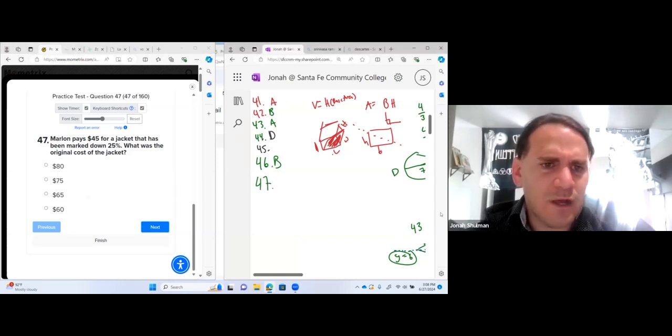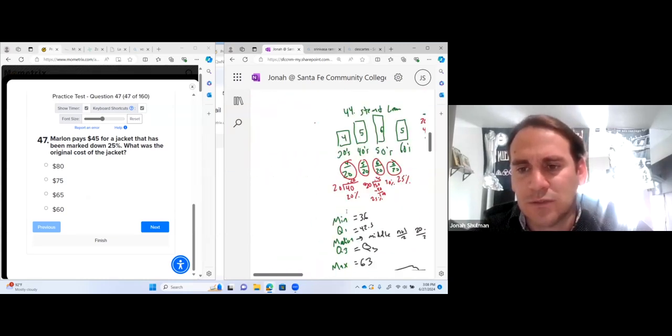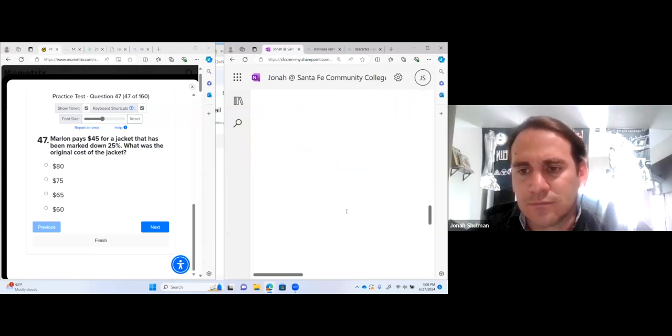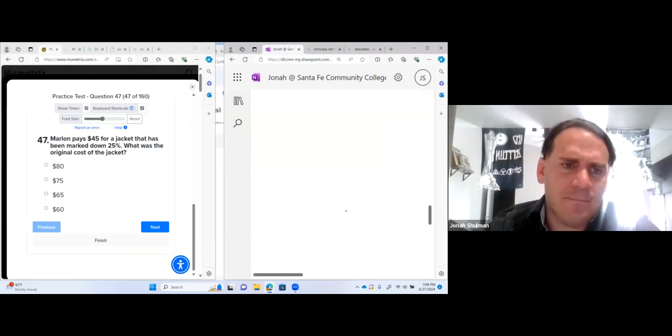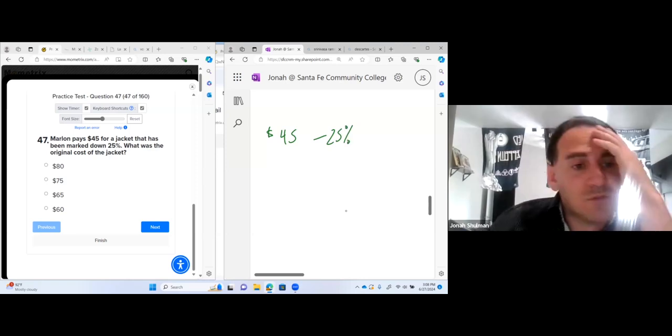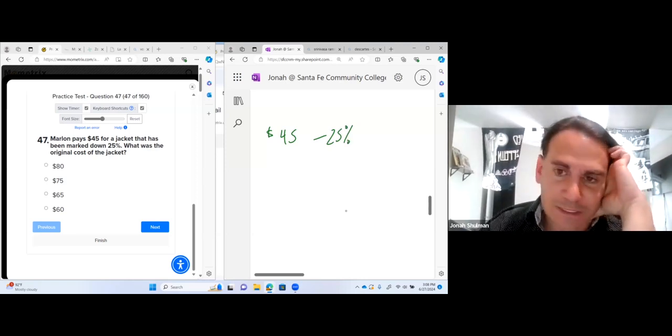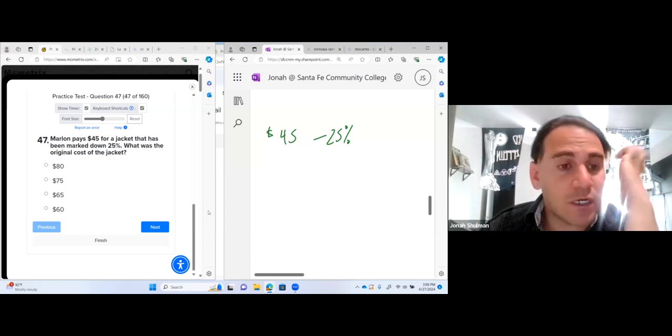Marlon pays $45 for a jacket that has been marked down 25%. What was the original cost of the jacket? All right, so we pay $45, but it had been marked down 25% of the original term. So we could go a number of ways. We can take the answers and work backwards.